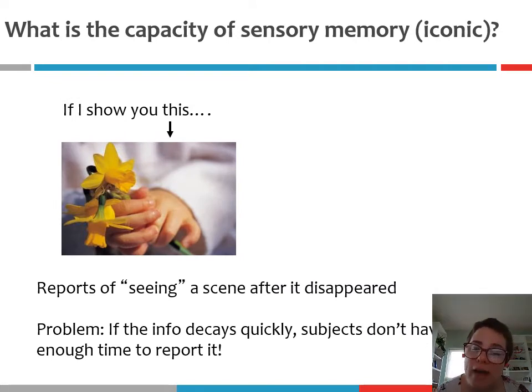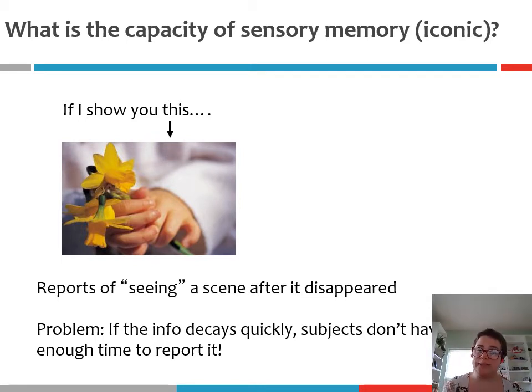However, a lot of people were reporting to Sperling that they could still see the scene even after it disappeared off the screen. So even after the screen turned white again, or the array disappeared, people were saying, well, I can still see the image, okay? But they could only see it for a very, very brief second or fraction of a second.